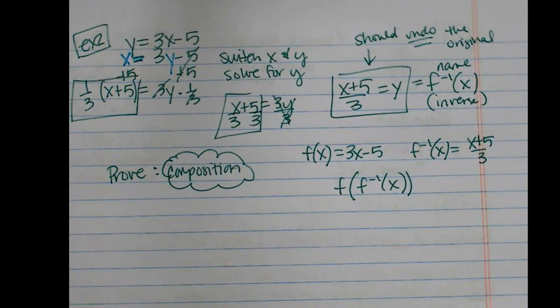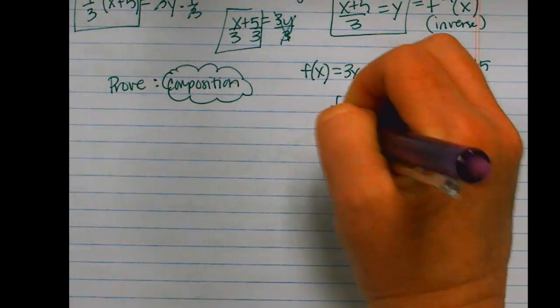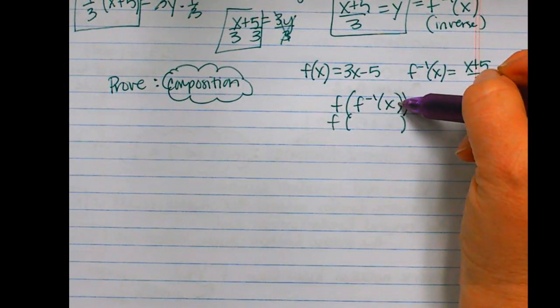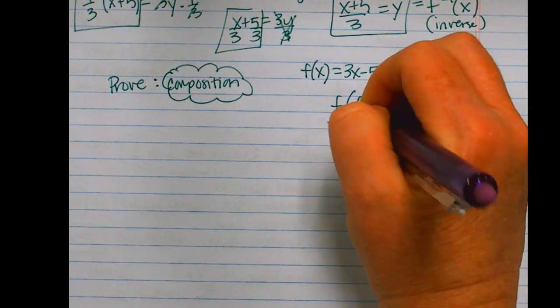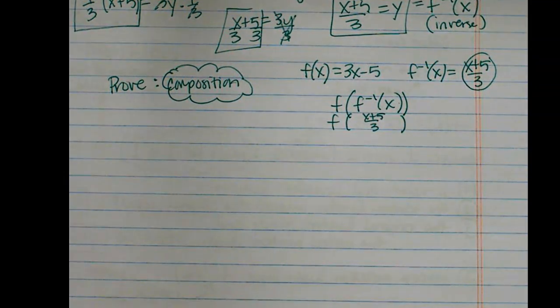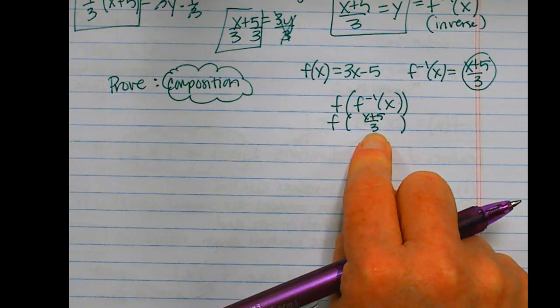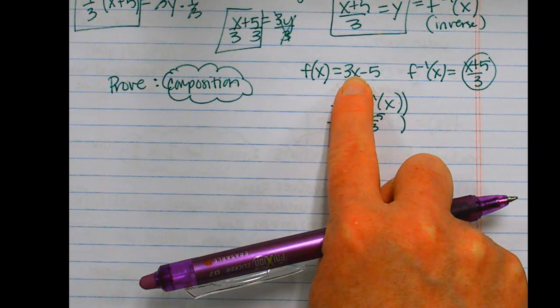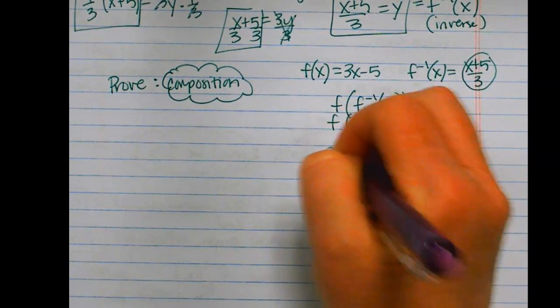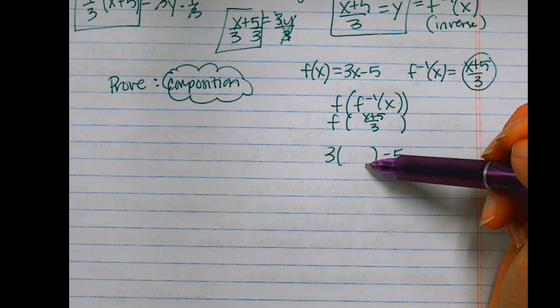Okay, so here's what we do. We're going to say f of, and instead of f inverse, I'm going to put this here, x plus 5 over 3. So instead of substituting a number and figuring something out, I'm putting in a whole equation. So this is my whole equation. I'm going to put this into f. So f says 3, and then there's an x. That's where I put stuff. But what am I putting here?